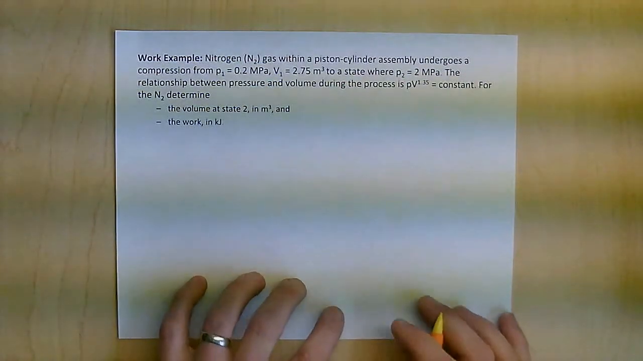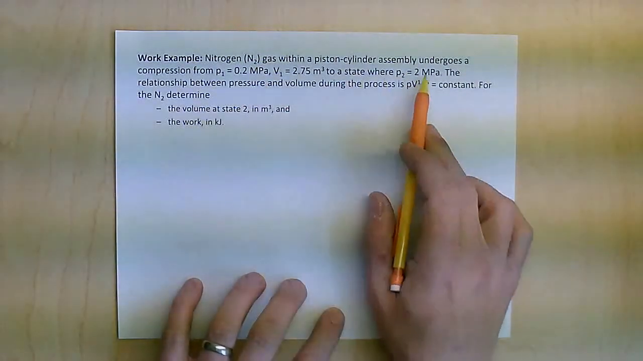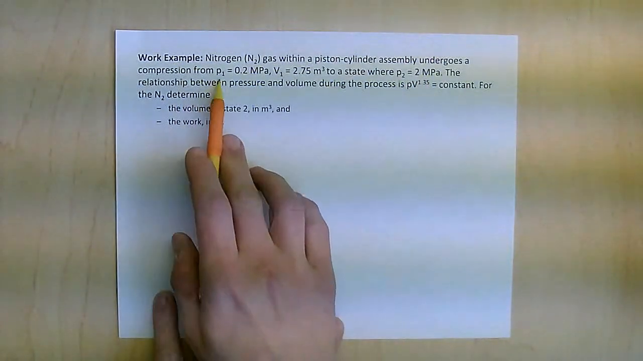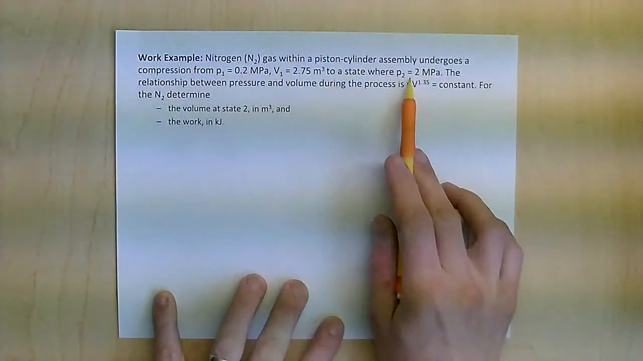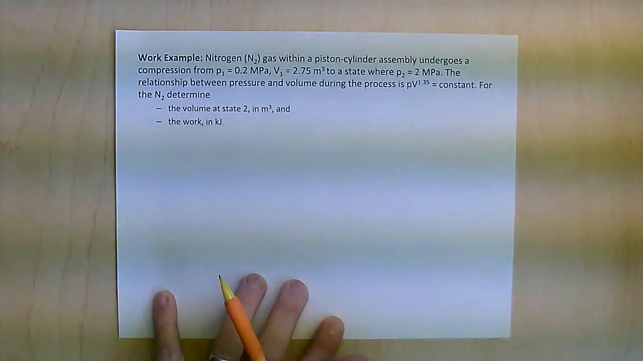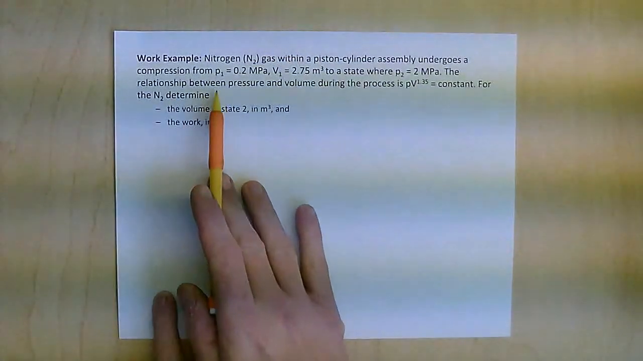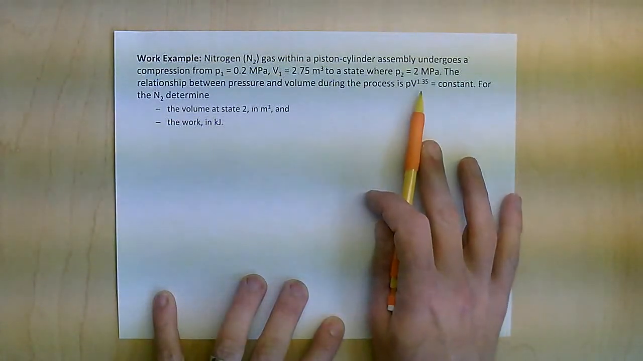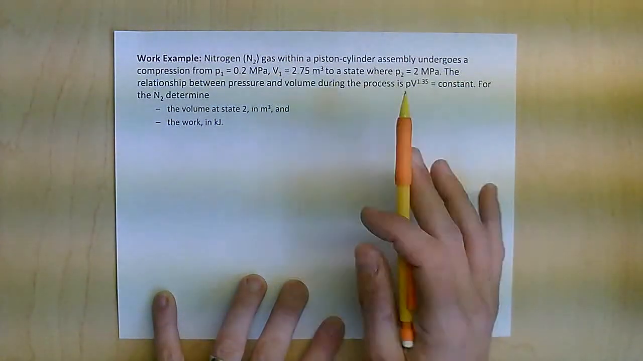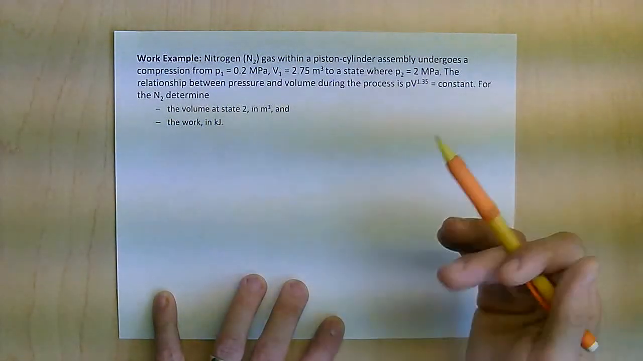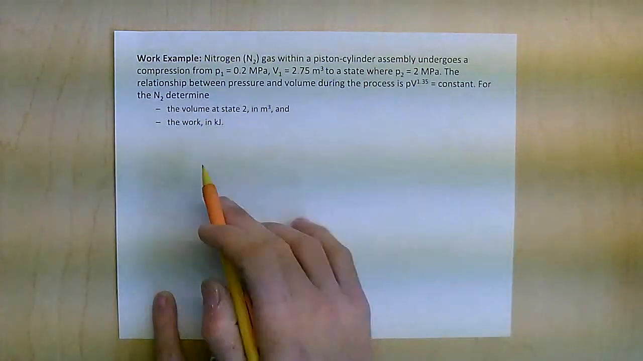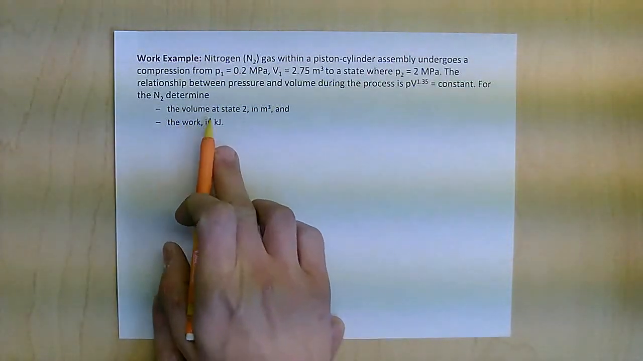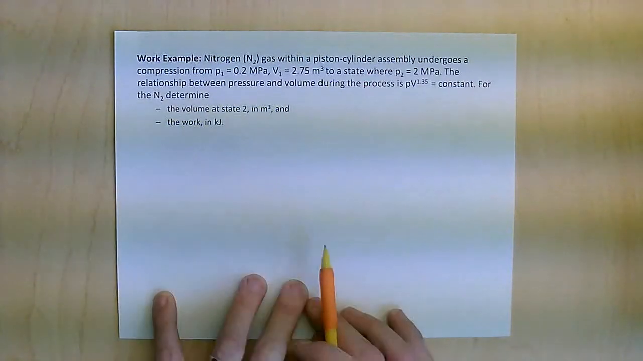Okay, in this problem, we have nitrogen gas in a piston cylinder assembly that undergoes a compression from this initial state to a final state with a pressure of 2 megapascals. And it says that the relationship between the pressure and the volume during this process is PV to the 1.35 remains constant, so we have this polytropic process. Okay, so for the nitrogen, go ahead and determine the volume at the second state, and then the work during the process.